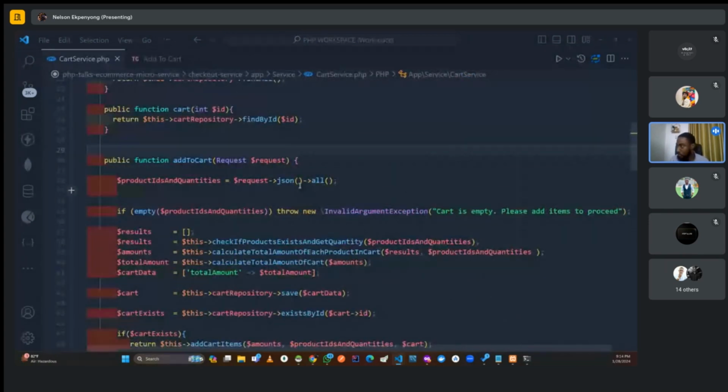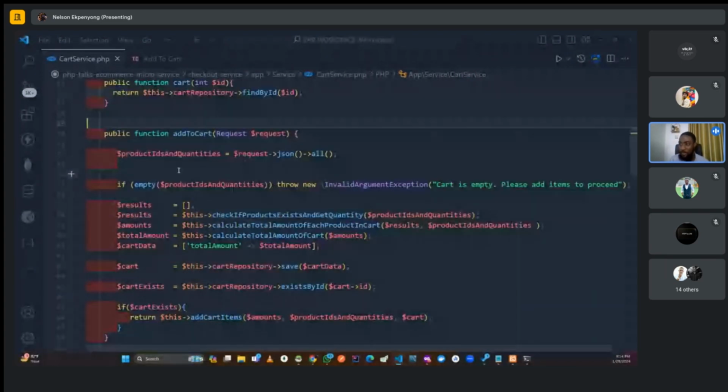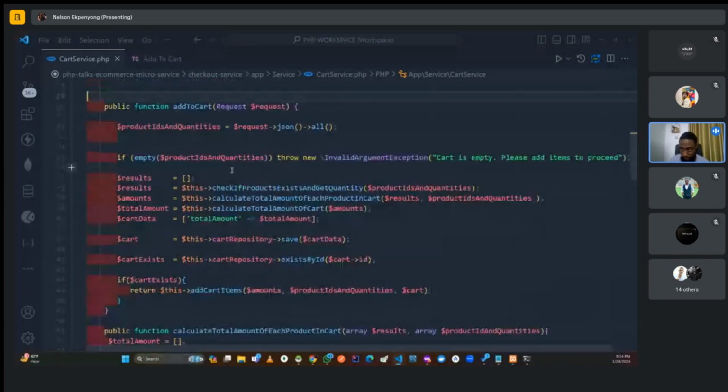Now, the first thing that I'm doing here is that I'm receiving the request as JSON. That's step 1, right? Step 2, I'm checking if this product IDs and quantity.